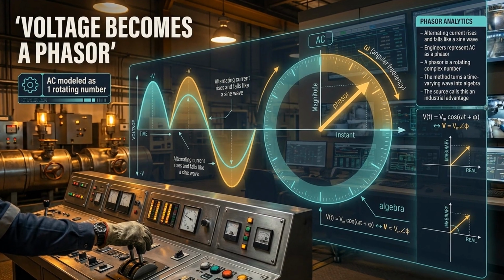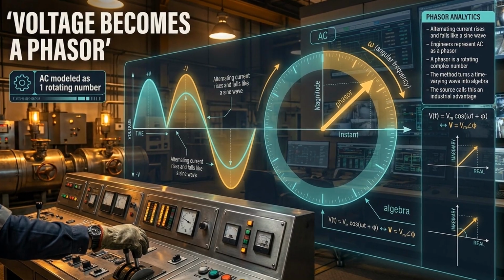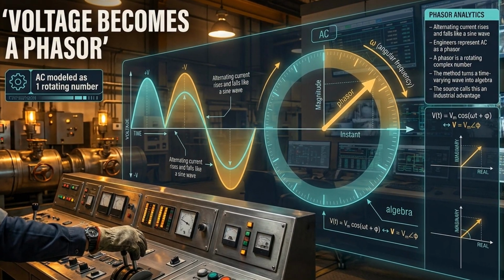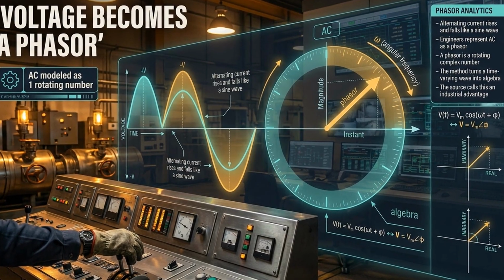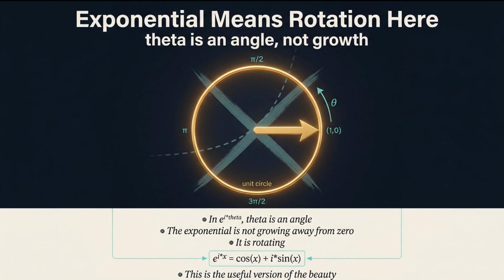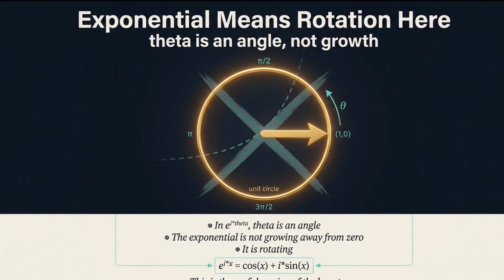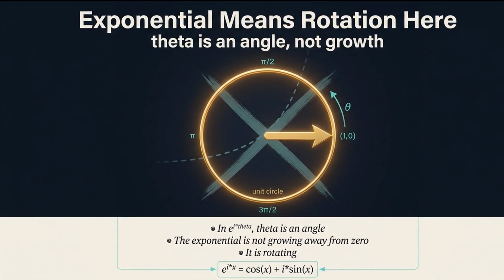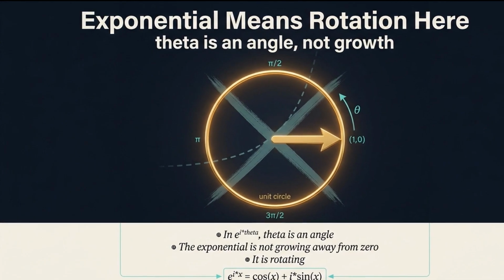In electrical engineering, alternating current rises and falls like a sine wave. Engineers often write it as a phasor, which is a rotating complex number. That move turns a time-varying wave into a piece of algebra. Instead of carrying sine and cosine terms through every line, you move into the complex plane, solve the problem there, and translate back. That is not decorative notation. It is a labor-saving machine.